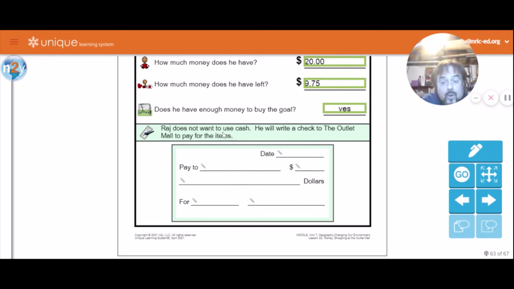Okay, now we get interesting here. Raj does not want to use cash. All right, he wants to use a check from his checking account. So we're gonna help Raj write out a check. All right, he will write out a check to the outlet mall.